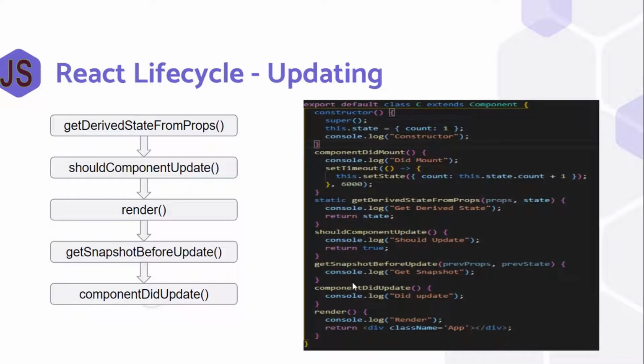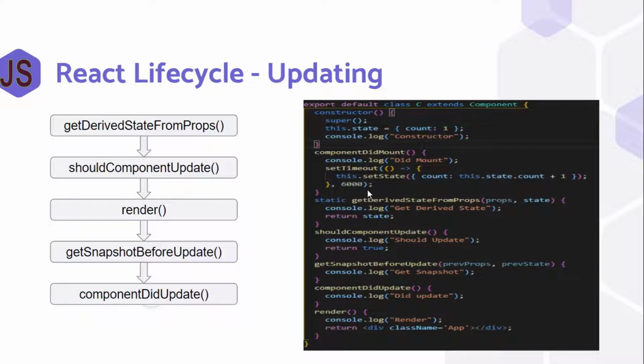Here first the mounting phase will be called, that is the constructor, then getDerivedStateFromProps, after that the render method, and finally componentDidMount will be called. And in this componentDidMount we have set a timeout, and after 6 seconds the value of the state will change and then the updating phase will occur.